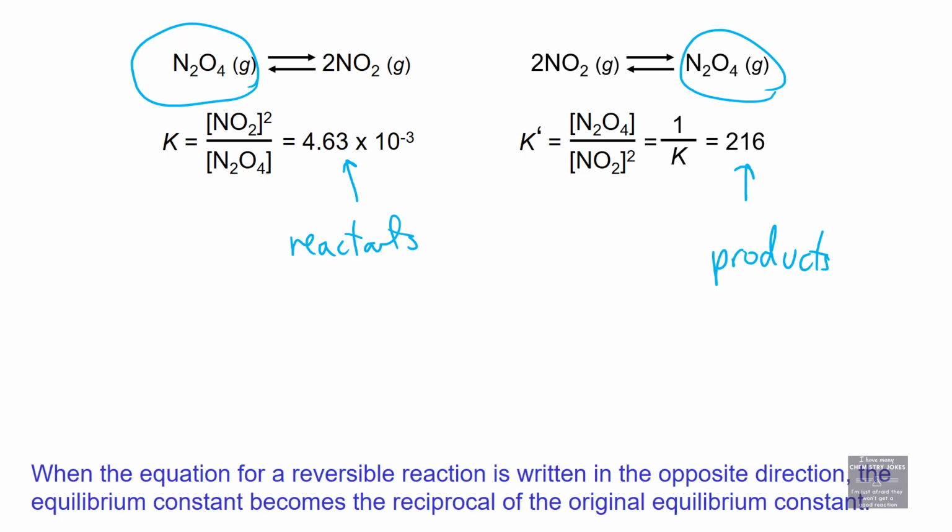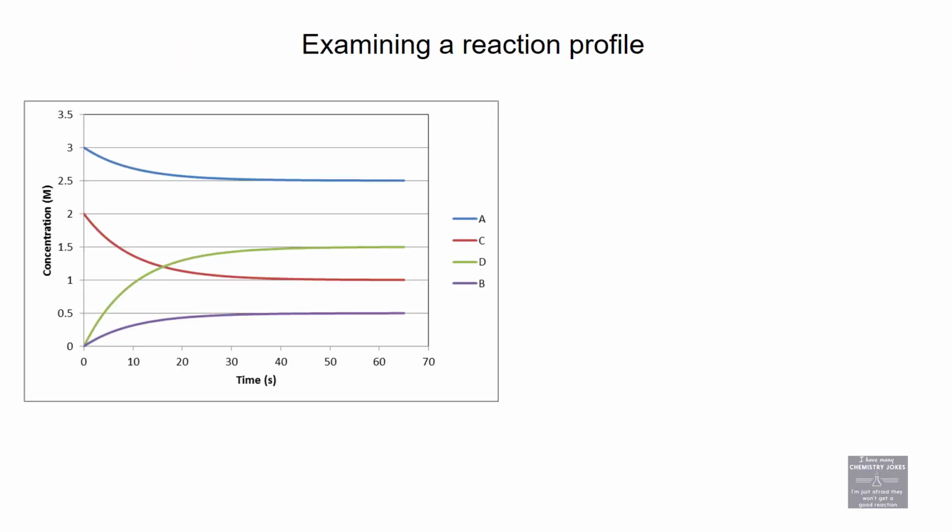When the equation for a reversible reaction is written in reverse, the equilibrium constant is the reciprocal of the original. Yep. Okay, cool. Let's do some more.